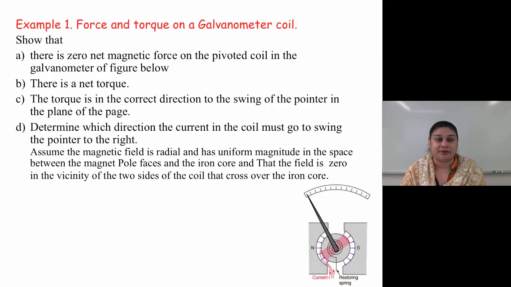So now let's do an example. A, show that there is 0 net magnetic force on the pivoted coil in the galvanometer of the figure below. B, show that there is a net torque. C, the net torque is in the correct direction to swing the pointer in the plane of the page. And D, determine which direction the current in the coil must go to swing the pointer towards the right. There are a few assumptions. Assume that the magnetic field is radial and has uniform magnitude in the space between the magnetic pole faces and iron core, and that the field is 0 in the vicinity of the two sides of the coil that cross over the iron core.